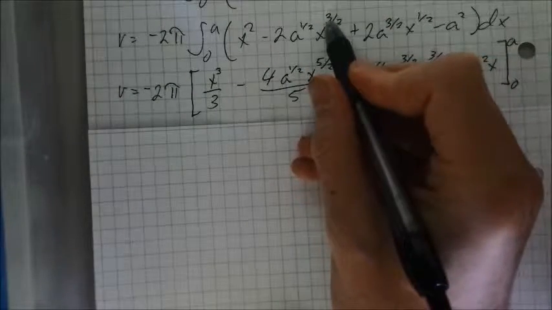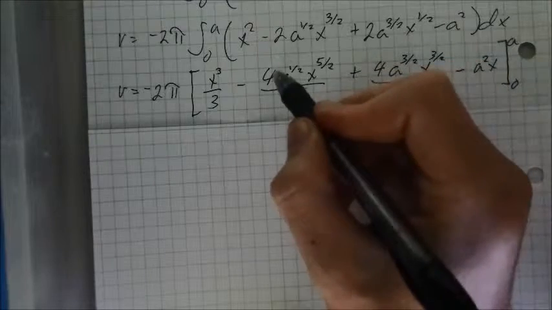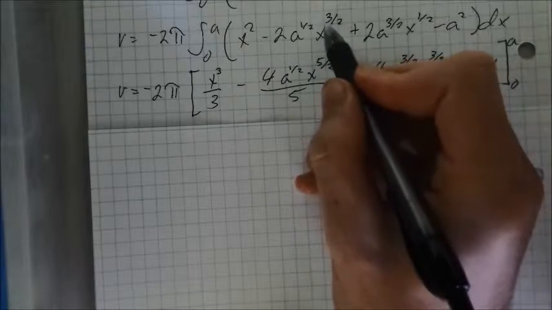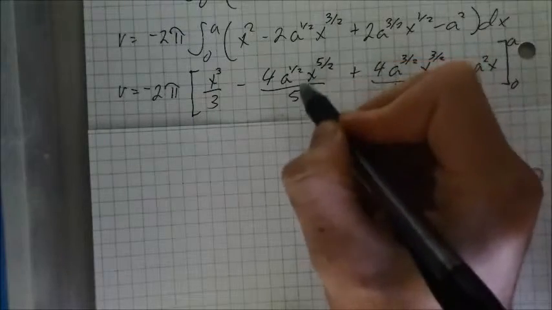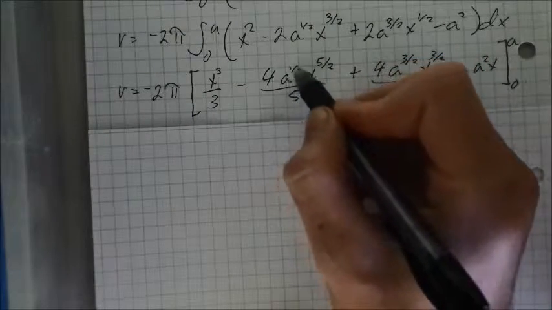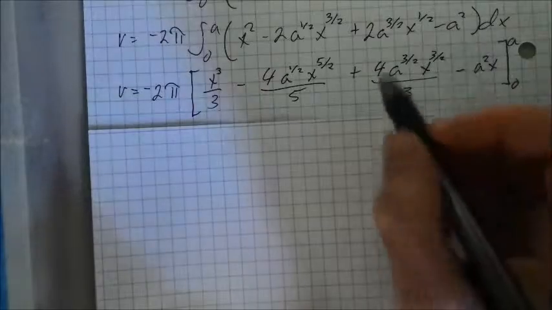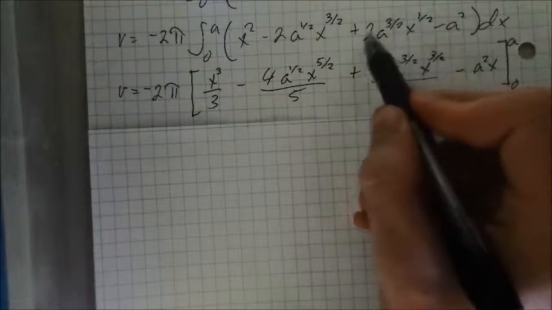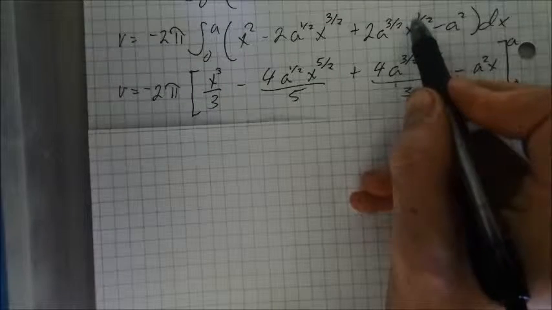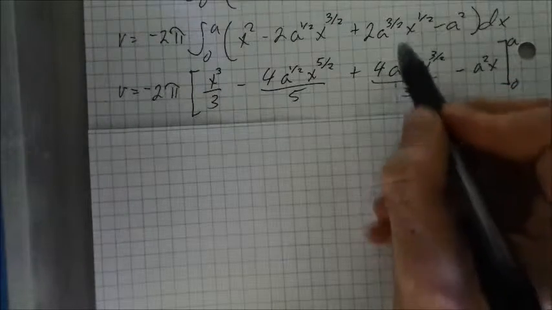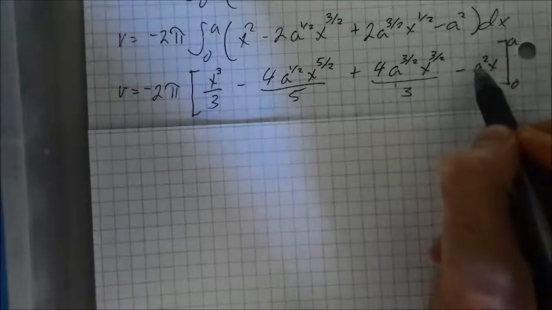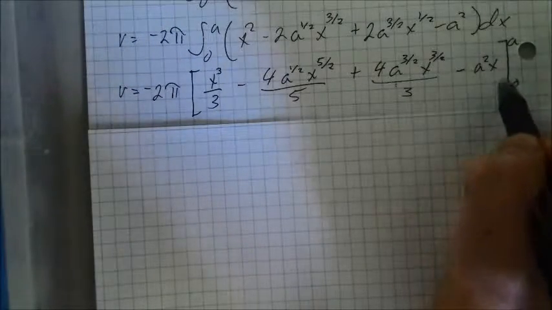So we have x to the 3 halves, and the integral of that, well, the 2 is going to be on top. So you have 2 times 2 is 4. Increase this by 1, so this is x to the 5 halves over 5. So I have 4a^(1/2) x^(5/2) over 5. Then we're going to do the same thing over here, plus 2 times 2 is 4. 1 plus 2 is 3 over 3. A to the 3 halves, x to the 3 halves, then minus a squared x, and evaluated from 0 to a.